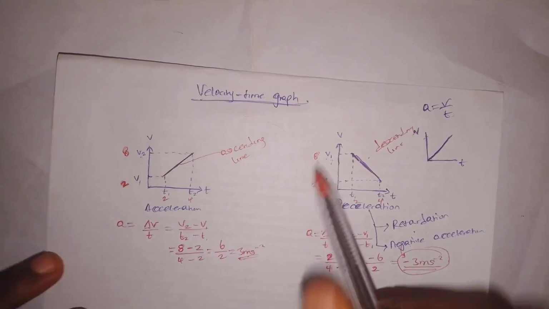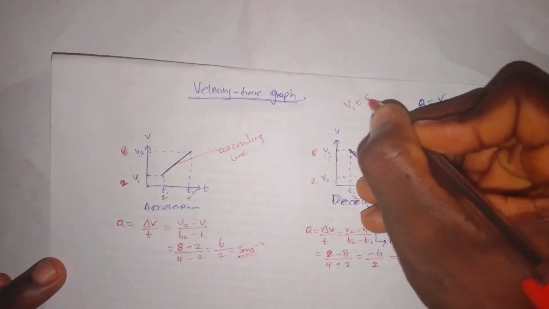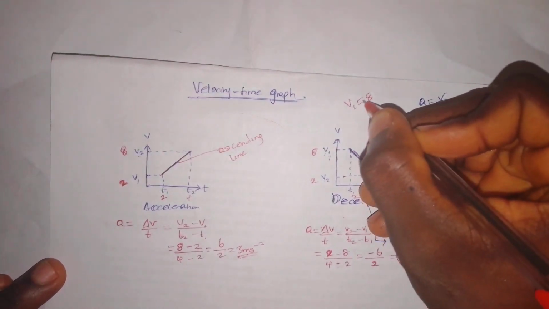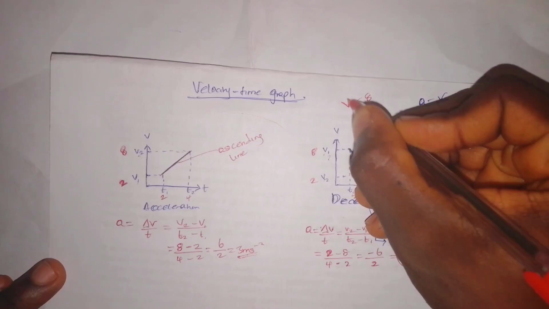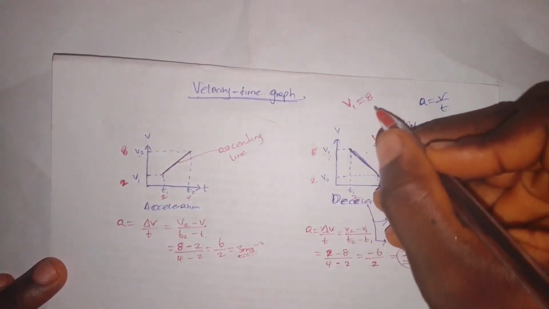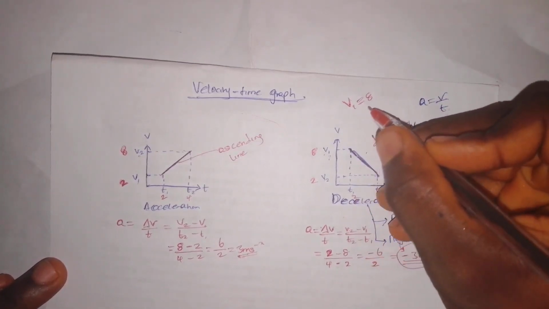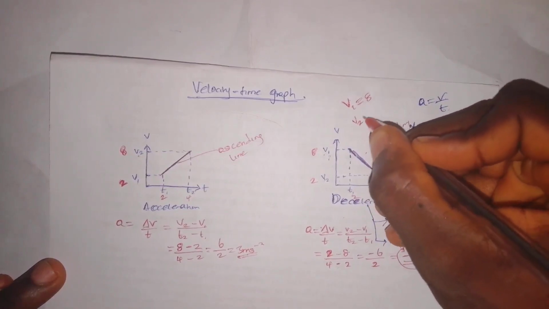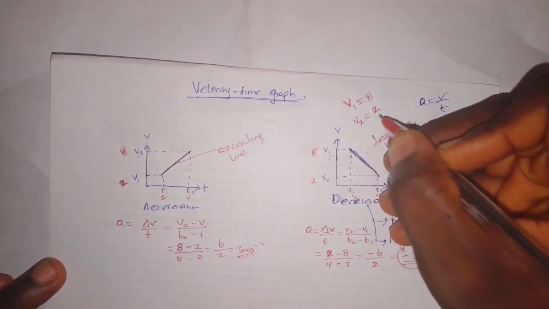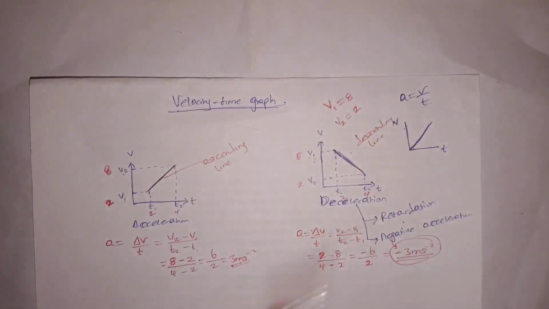Remember, our car was moving with the velocity of 8. Will I put V2 here equal to 8? No, because this V1 is the initial velocity, since it was moving with the velocity of 8. Then we apply a brake and the velocity reduces. Our V2 will now be 2. So if you solve everything, you find out that the body decelerates, that the body slows down.